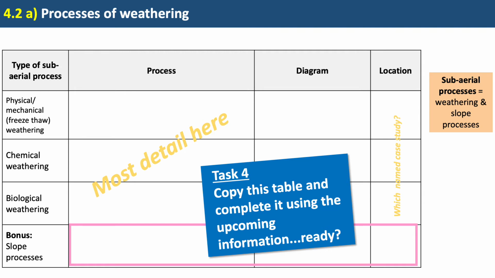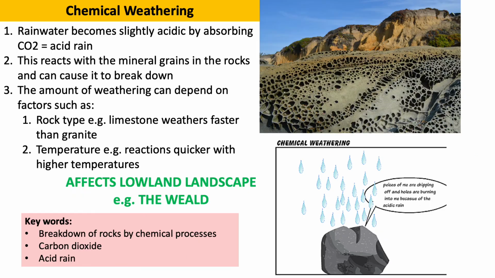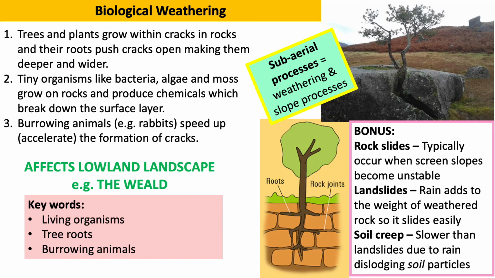Now for task 4, you're going to write out or type out this table, and you're going to complete it using the following slides. The following slides talk about certain sub-aerial processes, and those processes are physical or mechanical weathering, chemical weathering, and biological weathering. Now, chemical and biological weathering you might have come across in science.